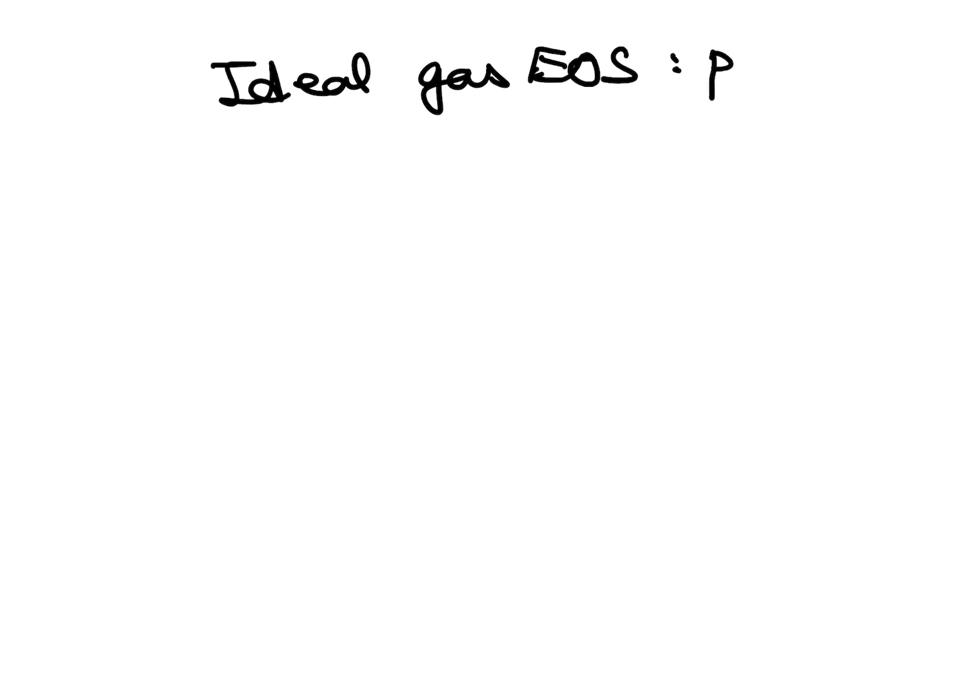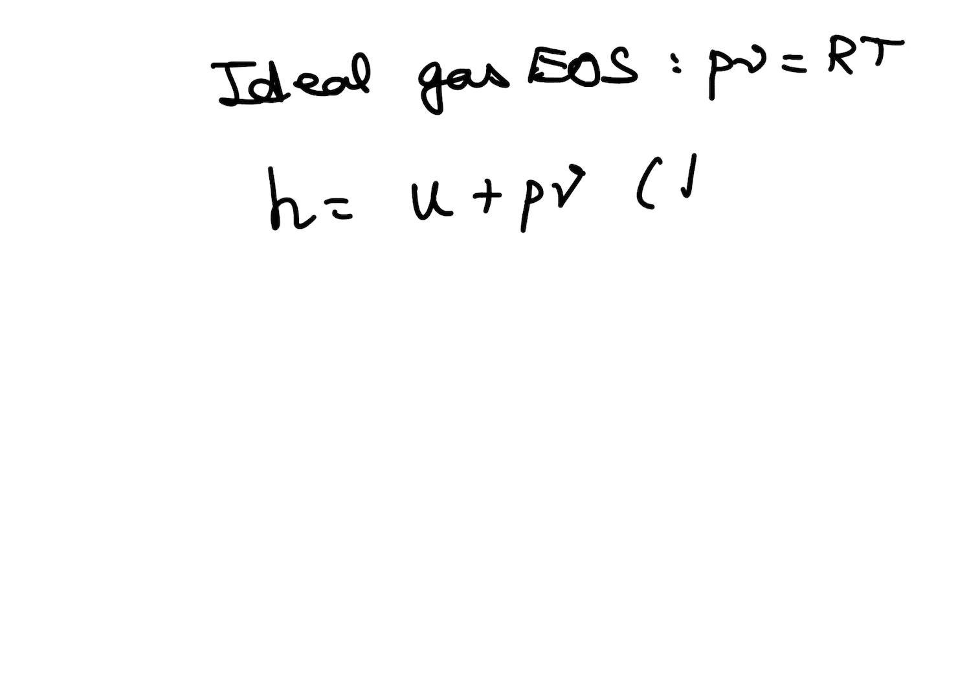And what is the ideal gas equation? The ideal gas equation of state is PV equals RT. That is the ideal gas equation. Now what is the definition of enthalpy? It is U plus PV. That is the definition. It's true for any substance, not just for the ideal gas.